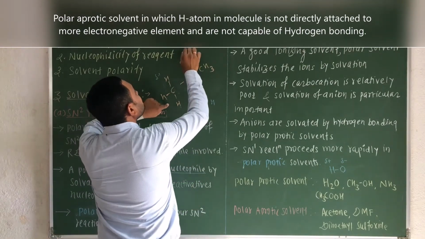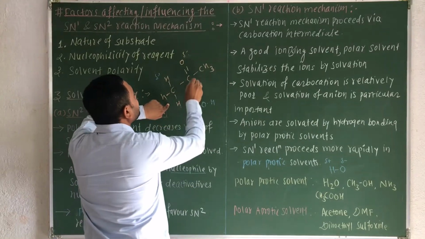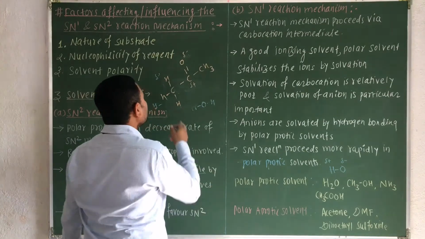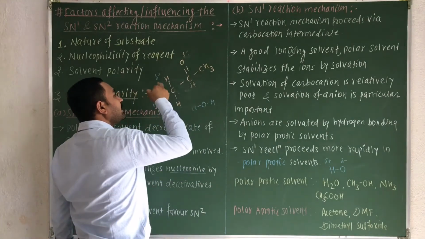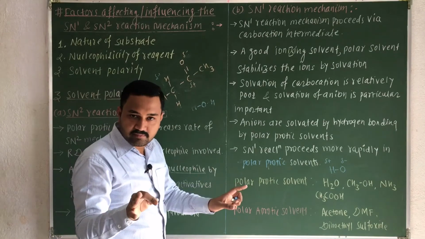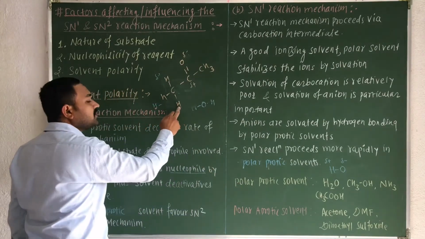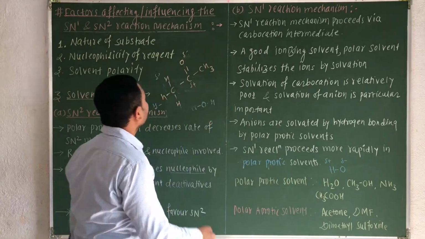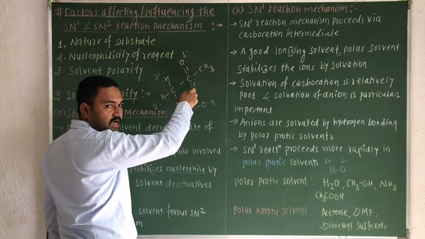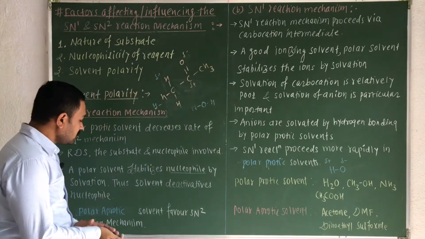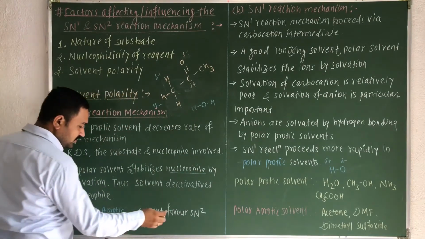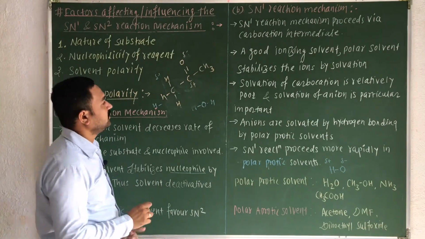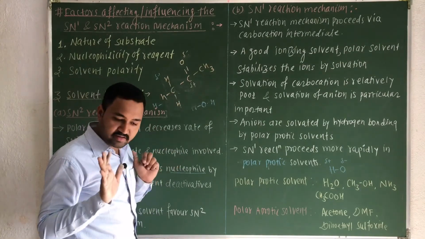We know that oxygen is more electronegative than the carbon atom, therefore it will have the delta minus charge, while this carbon will have the delta plus charge. Again remember, the hydrogen atom will not have any delta plus charge, so that's why these solvents are called polar aprotic solvents. They do not have the positive charge. So obviously the SN2 reaction mechanism will be favored in the polar aprotic solvent only. They will not trap your OH minus ion.